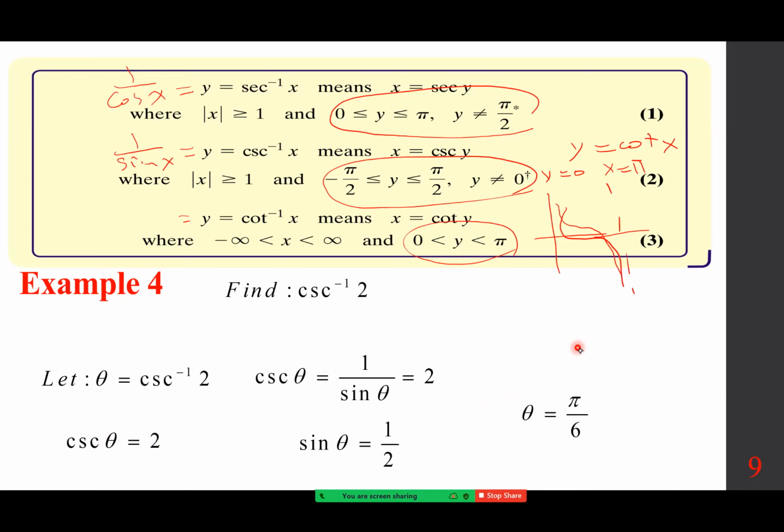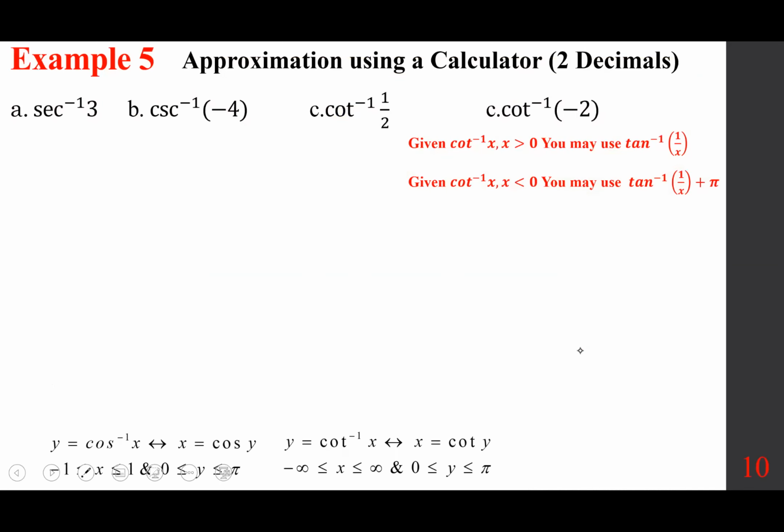Let's look at a few that need a calculator, and we are going to approximate it accordingly, however many decimals that they say. You always use many more decimals unless they ask. Since they ask for 2, we're going to go with 2. We're going to start with the first one. We want secant inverse of 3. So that means we are looking for an angle whose secant theta is 3. That's the concept.